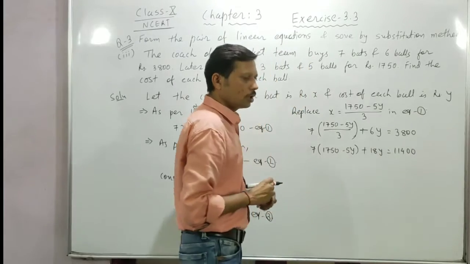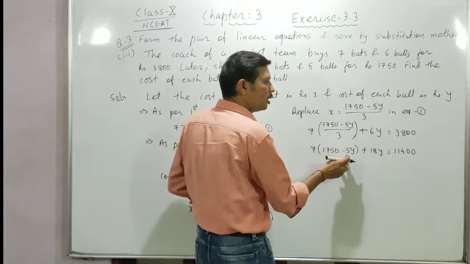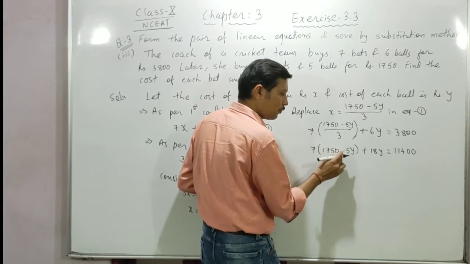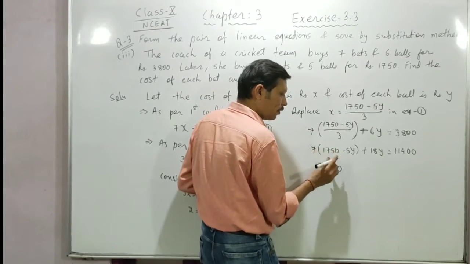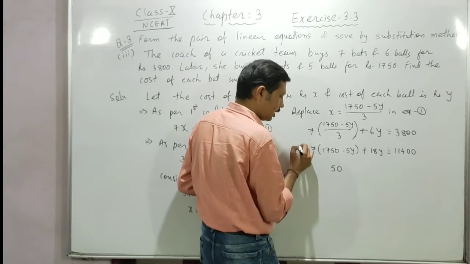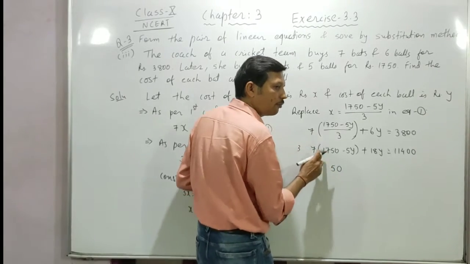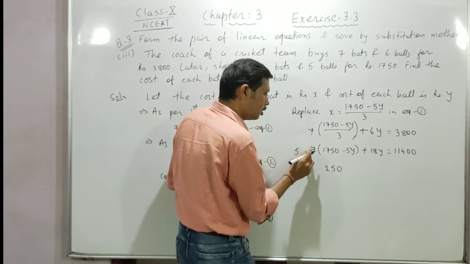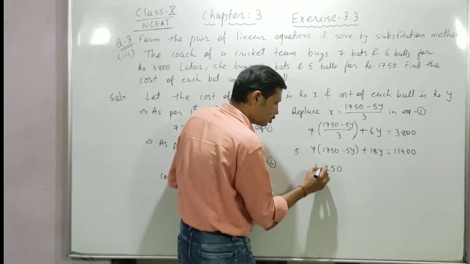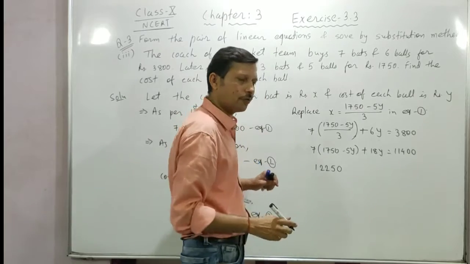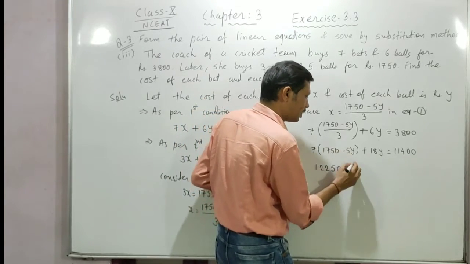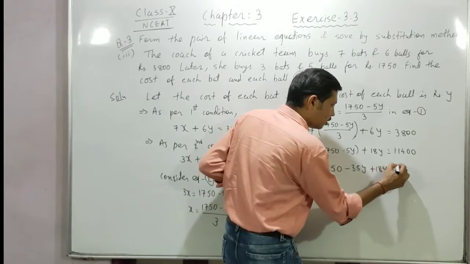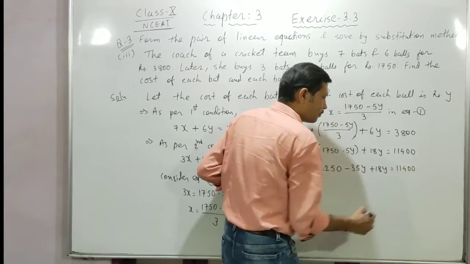Check. Now again we will multiply here by 7. So 7 multiplied with 1750: 0, 7 fives are 35, 3 carry, 7 sevens are 49, 49 plus 3 is 52, 5 will be carried, 7 ones are 7 plus 5, 12. So 12250 minus 7 fives are 35y plus 18y equals 11400.